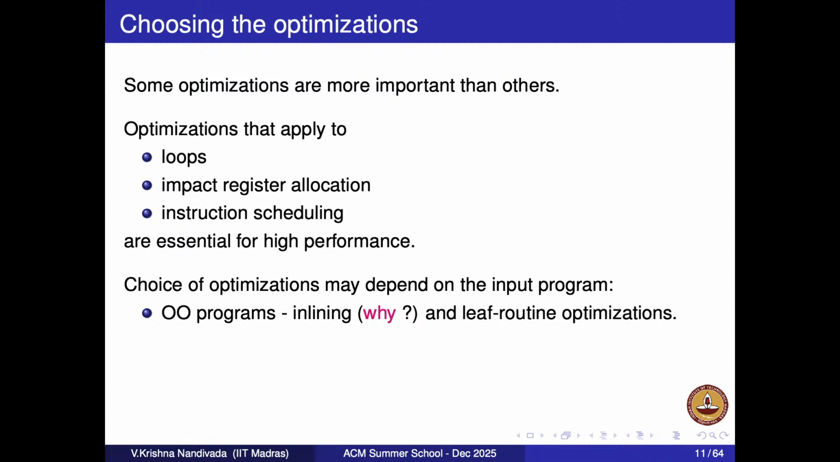True. So if you inline, there are a lot of advantages. All of us are trying to say the advantages of inlining. I am saying, why is it more advantageous, or more required, more essential for OO languages? Okay, last attempt. Why? Can you elaborate?